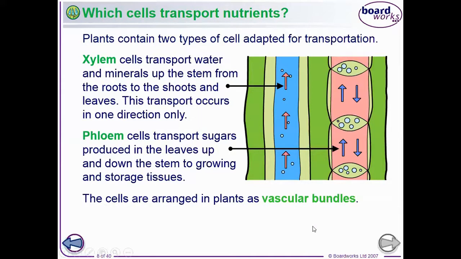When we look at these two types of cells or tissues, together we refer to them as our vascular bundle. So our vascular bundle can be compared to our arteries, veins, and capillaries in the human body, in that they are responsible for transport, and specifically transport of essential substances as well as waste products for the plant.